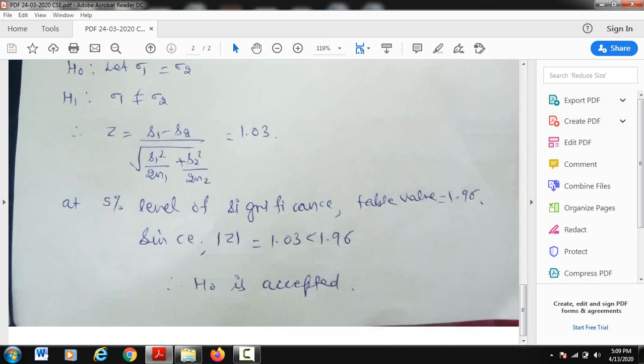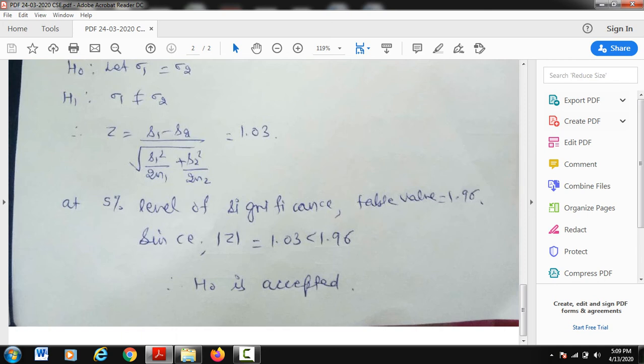Okay, now it's time to find the table value. Again students, if the level of significance is mentioned, it's okay, but if it is not given, you can take either 1% or 5%. So at 5% level of significance, the table value is 1.96.